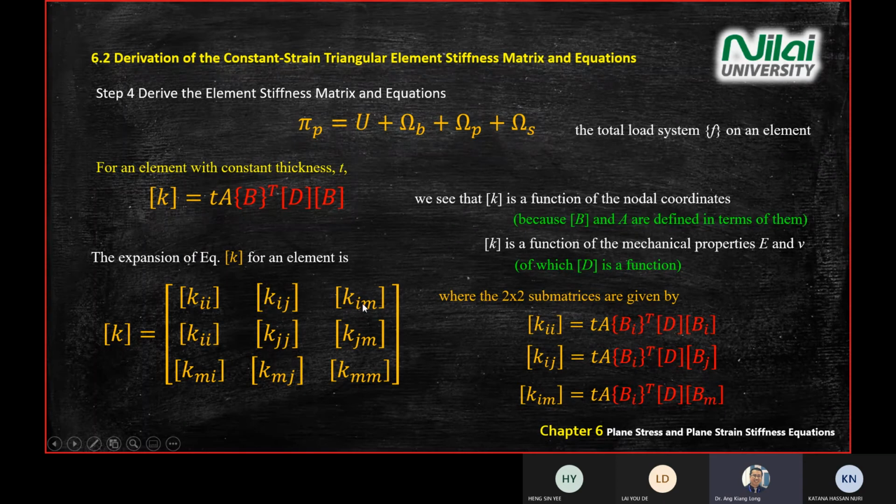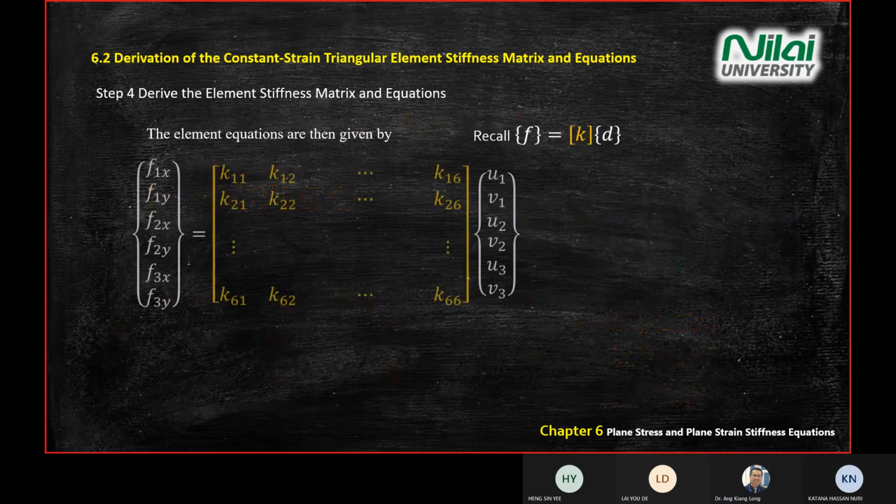The third one, for example, KIM: the first B that you use is BI, and the second B you use is BM. So BI, BJ, BM, there is an equation for each, the 9 equations that I showed you just now. You just calculate and then substitute inside the K matrix. Then you repeat F equals KD and solve. You should be familiar already with this form, F equals KD.